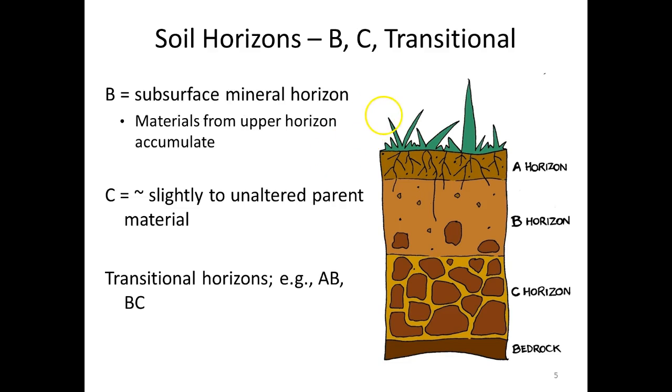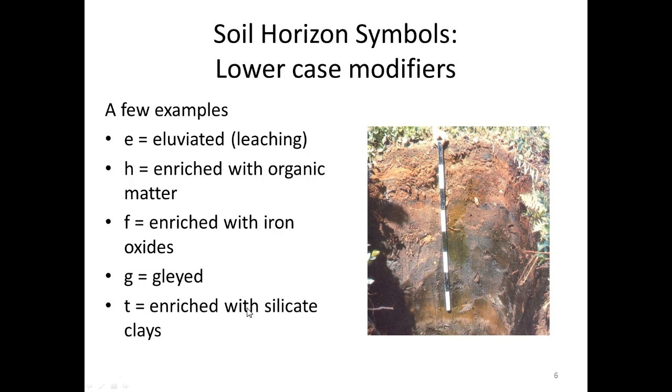The B horizon, and sometimes there's a B-C transitional horizon, tends to be a subsurface mineral horizon that includes some of the materials from the upper A horizon. So some of the materials from the A will accumulate in the B. The C horizon is essentially a slightly altered to unaltered parent material. This is where you can discover what was the origin, what was the parent material of the soil. And like I said, sometimes there are transitional horizons, A, B, C horizons that may occur as well.